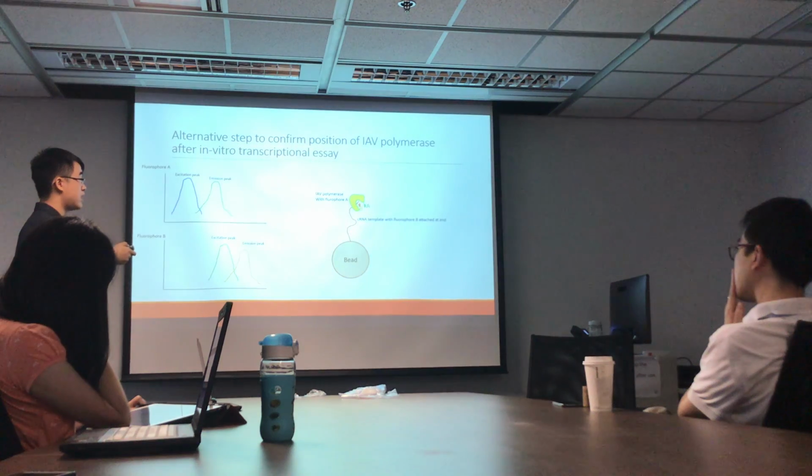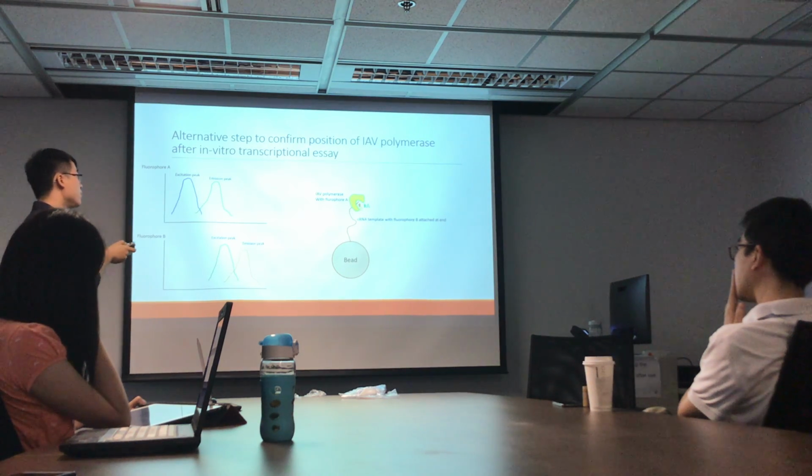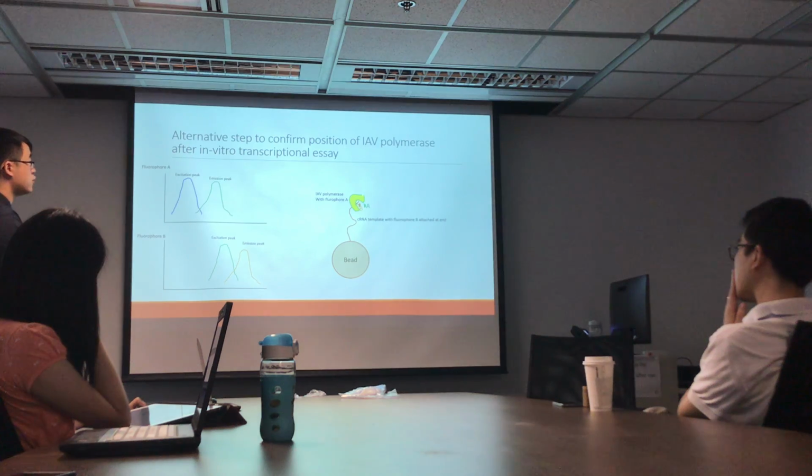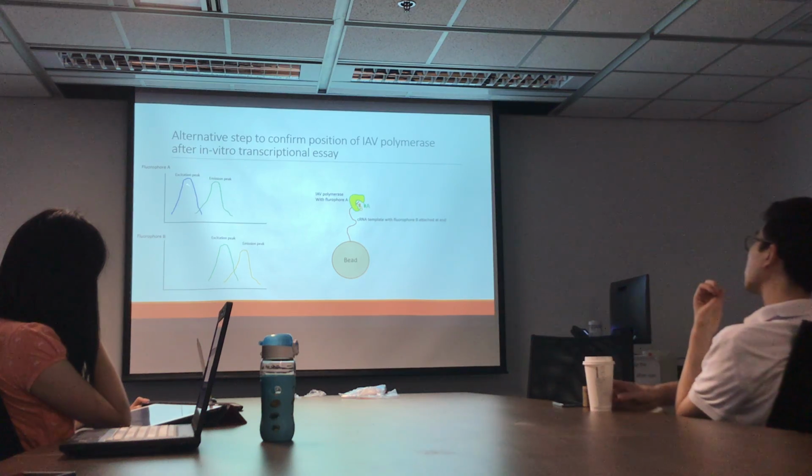successfully transcribe the whole template and goes to the end, there's a phenomenon called FRET that will happen. Fluorophore A and B are specifically designed so that fluorophore A has an excitation peak as demonstrated here, and an emission peak here. The excitation peak of fluorophore B is very similar to the position of the emission peak of fluorophore A, and it has a separate emission peak which is very different from the emission peak of fluorophore A.